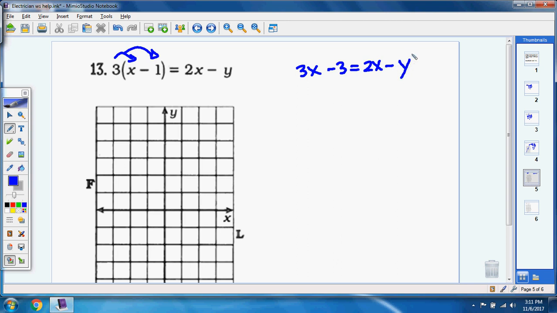Subtract y. Now this is a really weird one. What if I switch sides? So what if I put my 2x subtract y here on the left? Because remember, you want y equals on the left side. Then I've got a 3x subtract 3 on the right side. A little 1 in front of my y. Now if I do that, I think I can move my 2x by subtracting.